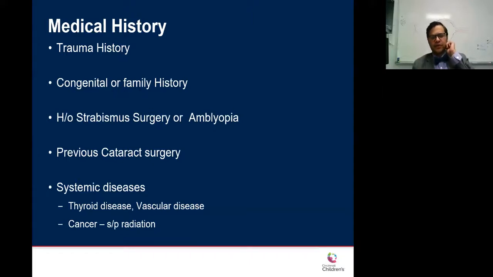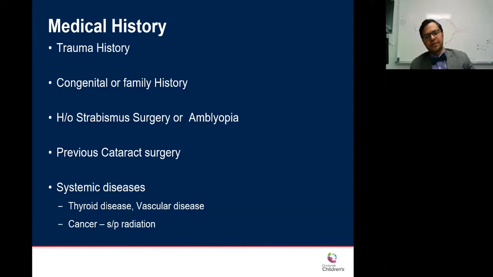So knowing that history, they got hit on the left-hand side, where they had an injury, got hit on the left part of their head, that can come into play. So getting that history is very important. Congenital and family history is very important. So certain genes, obviously, certain types of syndromes can follow one another.